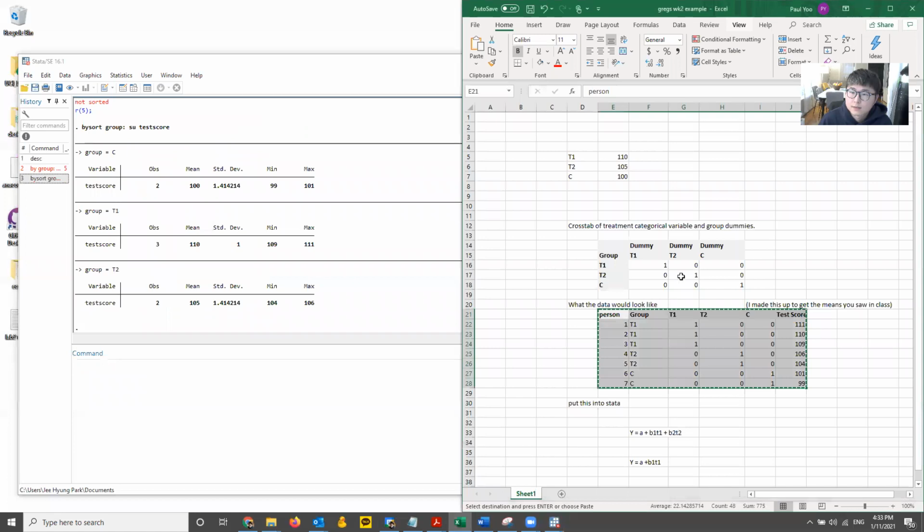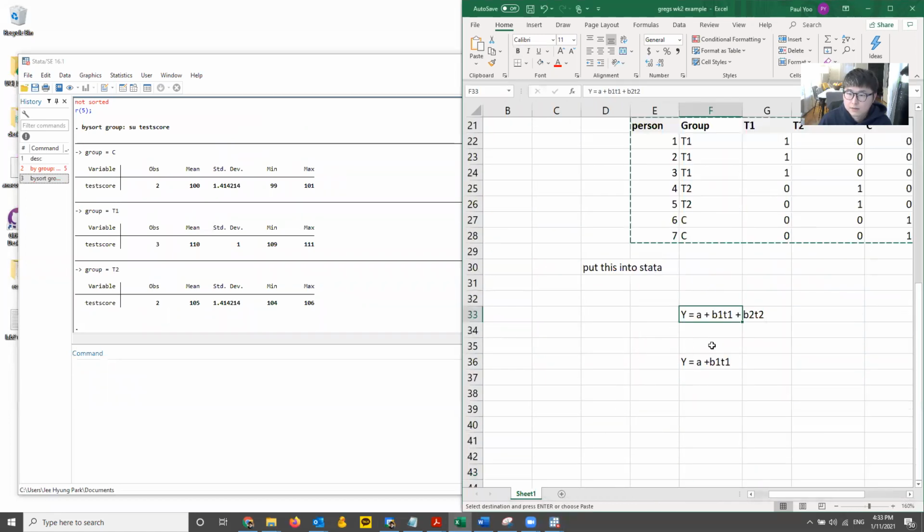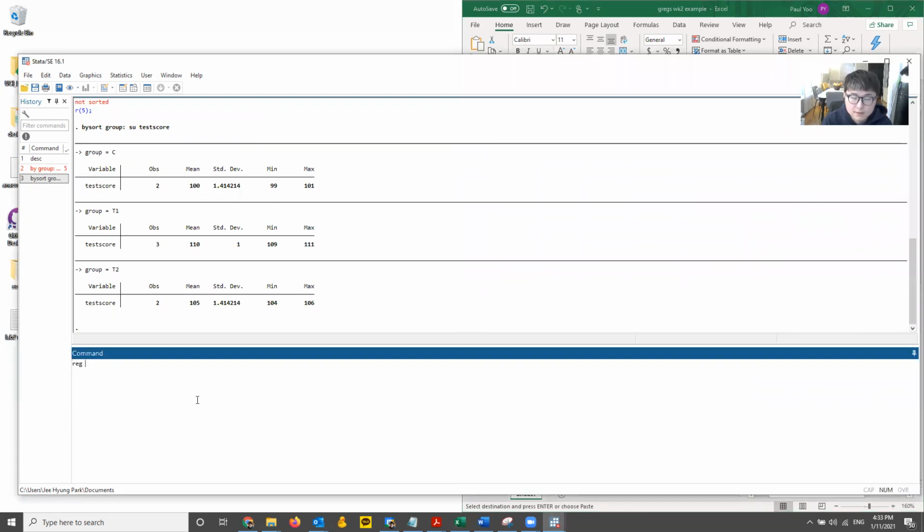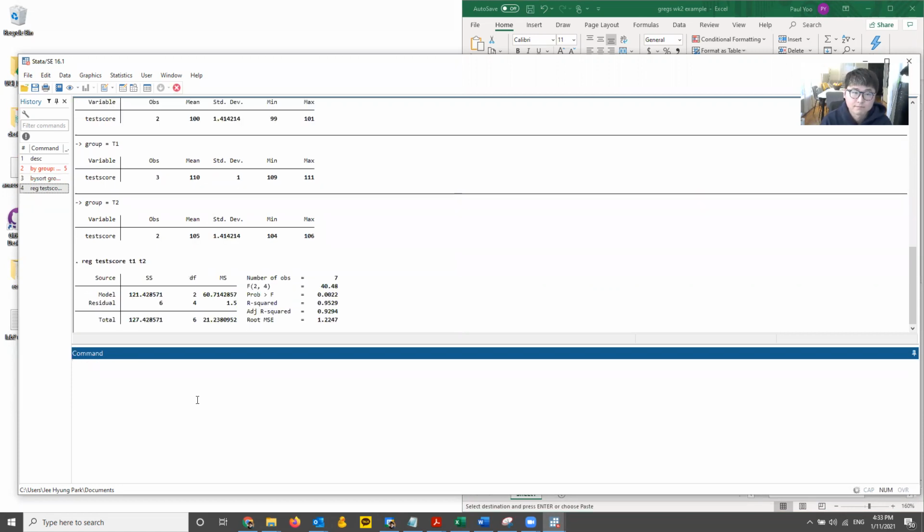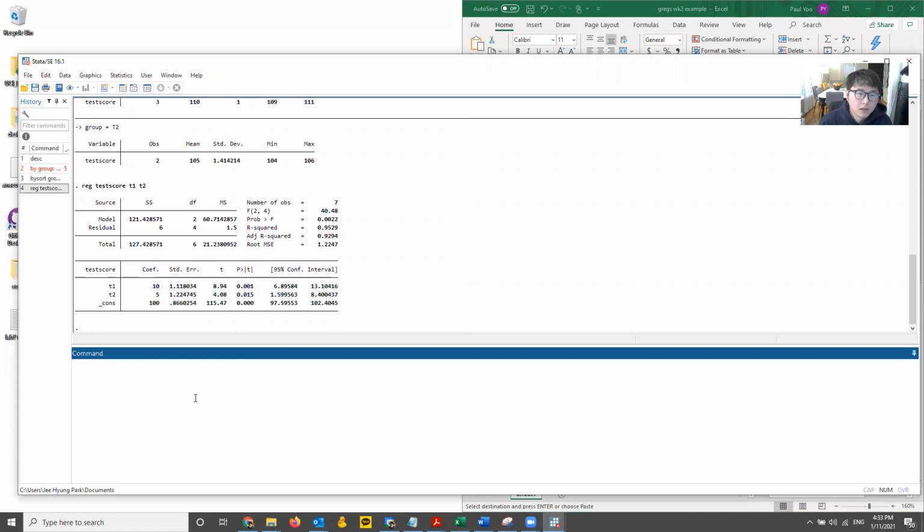And the equation that you figured out and we saw in class was that y equals a plus b1 times T1 plus b2 times T2. The variables that we have here are y, which is test score, T1, and T2. So I'm going to regress y, test score, on T1 and T2. Notice that the control group is left out. Let me make this a little bit bigger. We didn't do this, and I'll explain why.